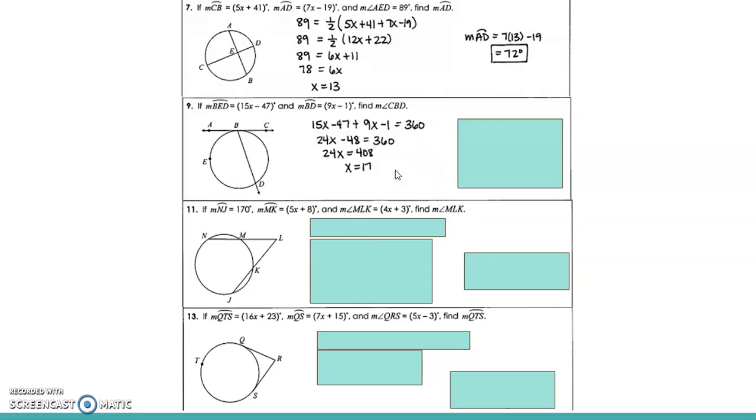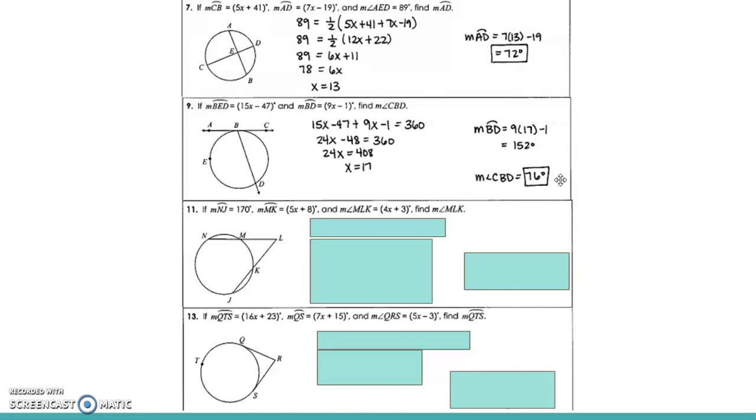Once we solve, we find that x is 17, and now that I have x is 17, I can use that to find my angle. If I want angle CBD, that means the arc that I'm going to find is BD. So I'm going to take 17 and plug it into that expression. The measure of the arc is 152 degrees, and I'm going to cut that in half to find our angle measure. So the final answer for this problem is 76 degrees as the measure of angle CBD.